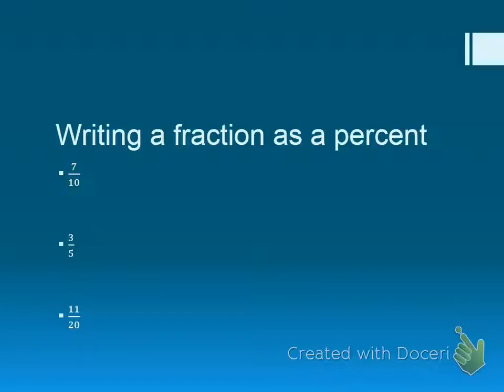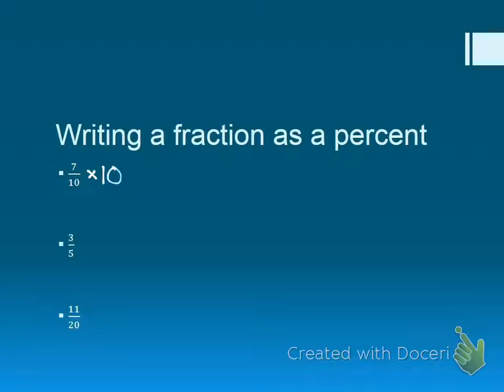What about when you're going the other way? Now, there's two ways that you can do this. The first way is to change it to a decimal and then to a percentage. Now that way works every time because it doesn't matter what your denominator is. In today's lesson, all of your denominators go into 100 evenly. So what you can do is multiply the fraction by whatever number will make your denominator 100. I multiply the first one by 10, top and bottom.